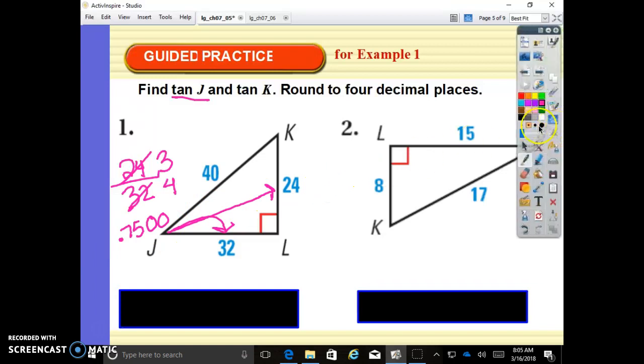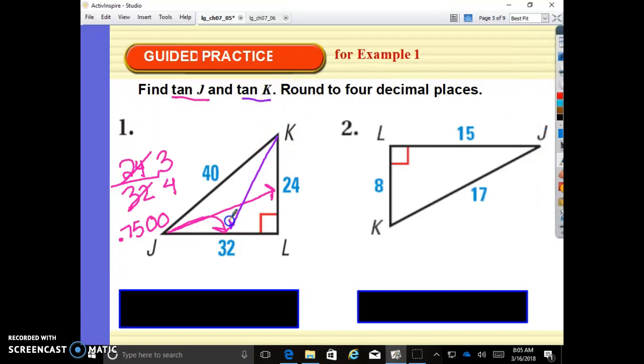Tan K. Opposite. Adjacent. What's my adjacent? 24. Good job. 32 over 24. Once again, reduces to this. 8 goes in there 4 times. 8 goes in here 3 times. So we have 4/3. 4/3 as a decimal is 1 1/3, or 1.3 repeating.